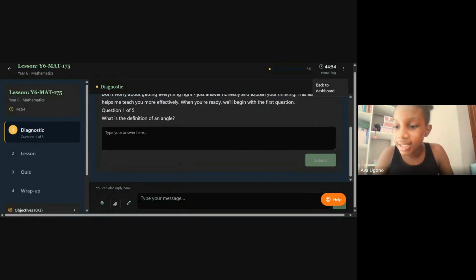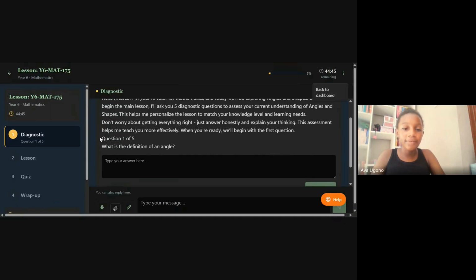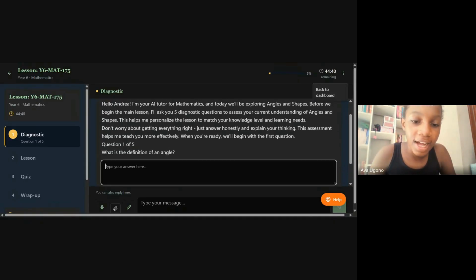Now the lesson has started, and it's going into the first phase, which is the diagnostic, where it asks you different questions to assess your knowledge of the topic. So first it's asking me, what is the definition of an angle? I'm just going to write an angle is a line segment of a shape. Then I can send that.